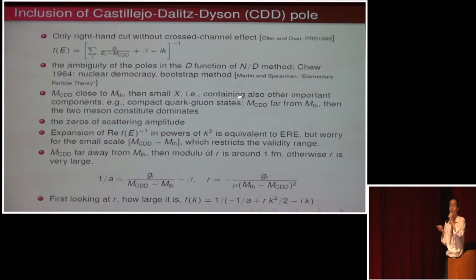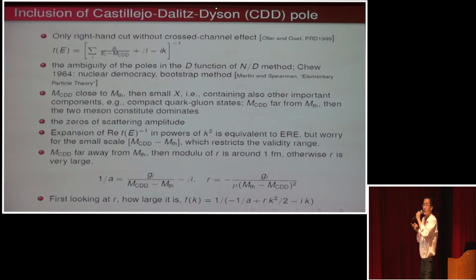In the N function, you have the left-hand cut. And in the D function, you have the right-hand cut and the poles. But before the dynamics of the theory, there's an ambiguity of the poles in the D function. So here, you should implement the CDD pole. In other words, in modern language, we can understand it better.